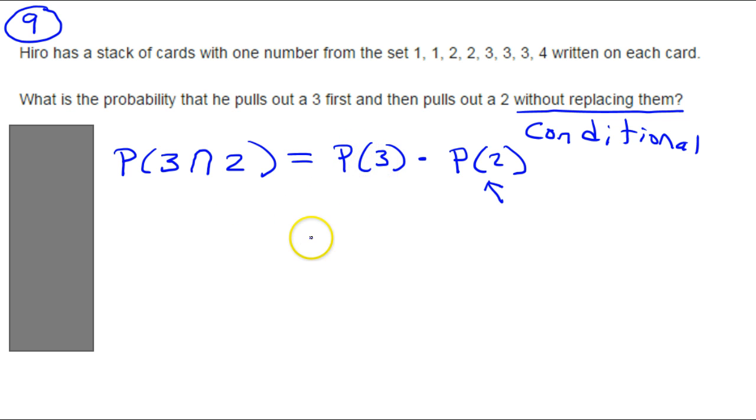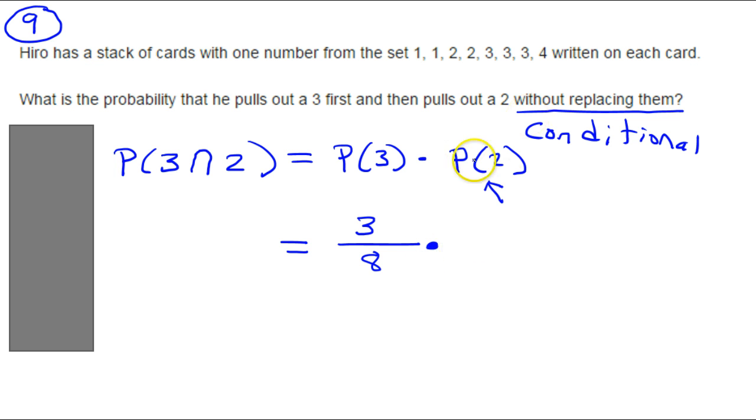The first one is completely normal. The probability of pulling out a 3. So we're going to just think target over total. Target is 3s, and we've got 1, 2, 3 of them. Now the total number of cards, we've got 1, 2, 3, 4, 5, 6, 7, 8. So that first probability is 3 out of 8.